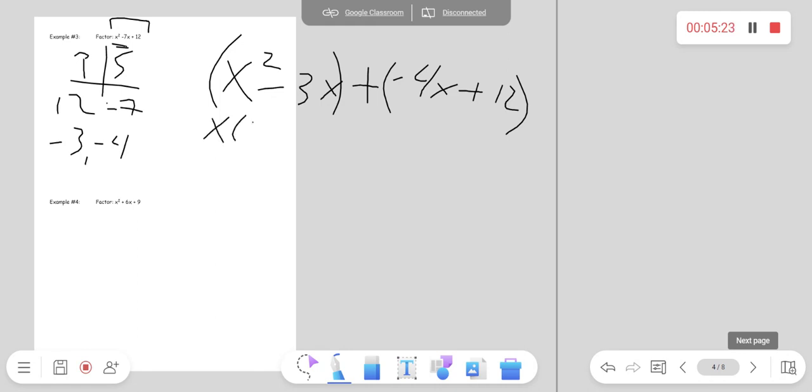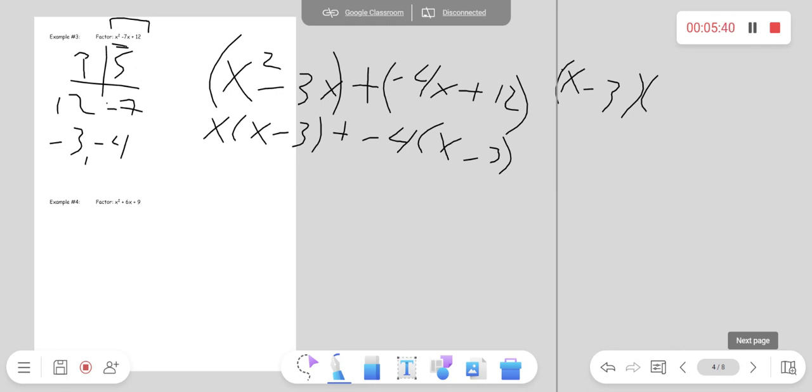So I GCF this. X minus 3 comes out. I bring my plus sign down. A -4 comes out of here. X minus 3 comes down as my common. My common is now x minus 3. Okay, and my leftovers is not x plus 4, but in this case, x plus a -4 or x minus 4. And when I FOIL that back out, I will get x squared minus 7x plus 12 when I'm done.